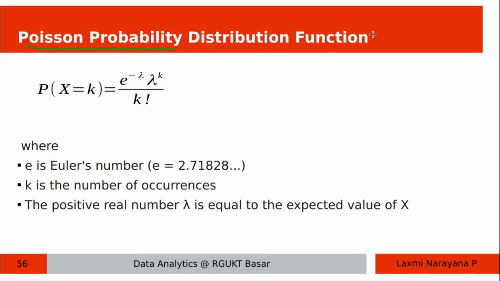The Poisson probability distribution function is represented like this: P of random variable x equal to some value k equals e to the power minus lambda, into lambda to the power k, divided by k factorial. Here e is Euler's number, approximately 2.7, k is the number of occurrences, and lambda is the expected value of x.